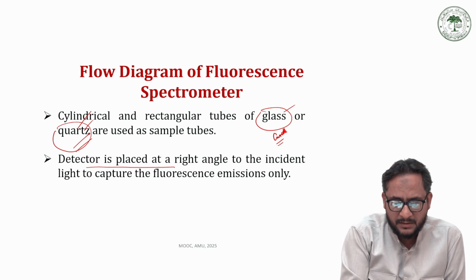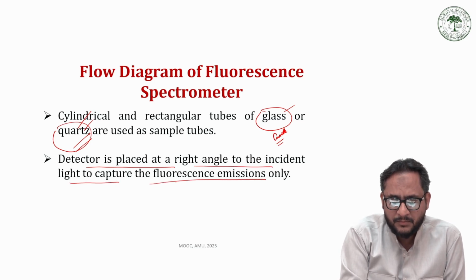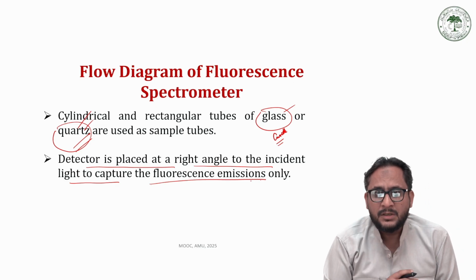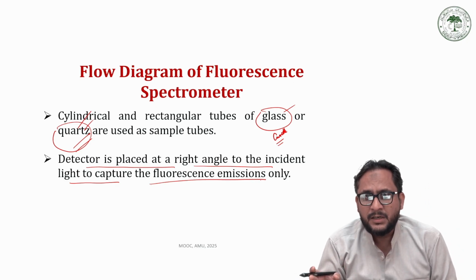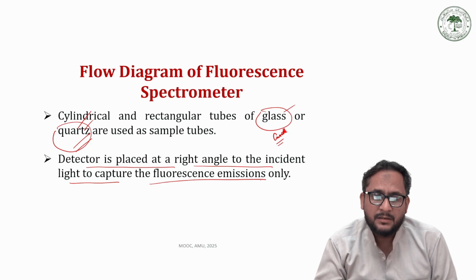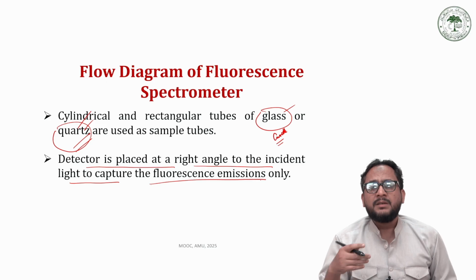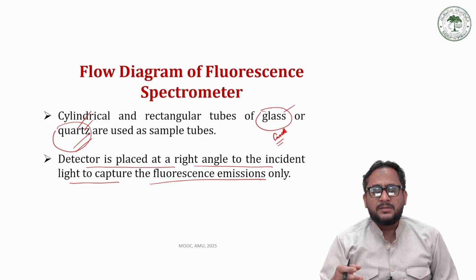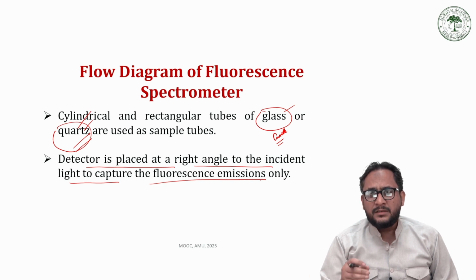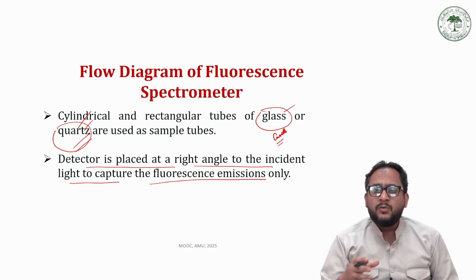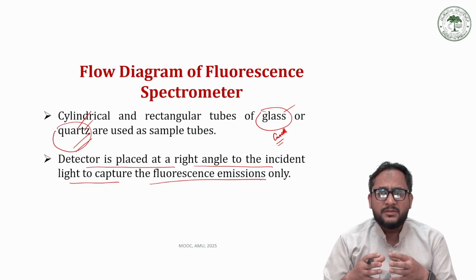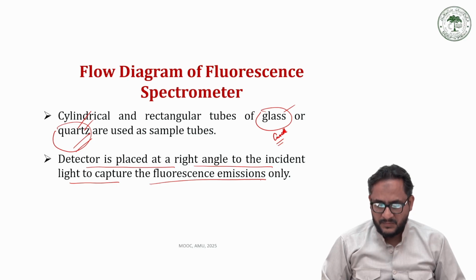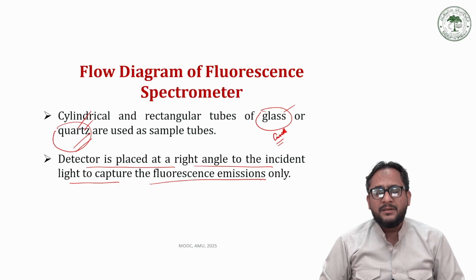And the detector, as I said earlier, is placed at right angle to capture fluorescent emissions only, because we do not want to capture the transmitted light. If the transmitted light is also captured by the detector, we'll get some extra signals which will cause complications in the spectral studies. So we always put the detector at right angle to get only fluorescence emissions, and to have reliable data.